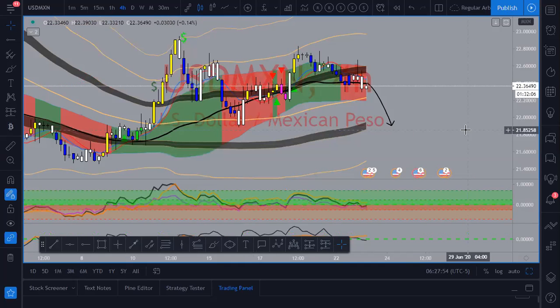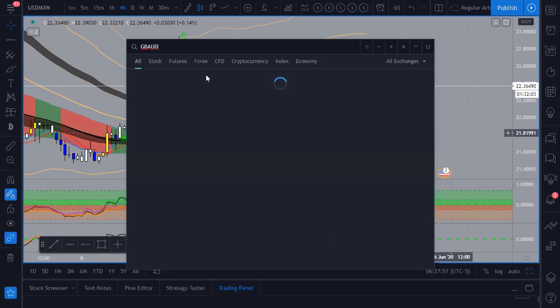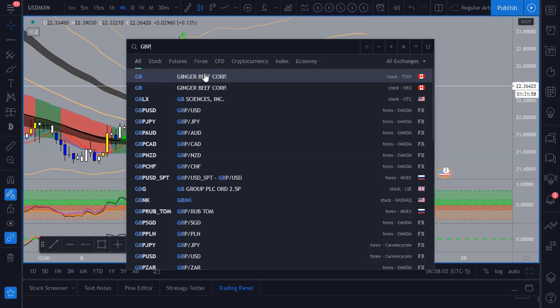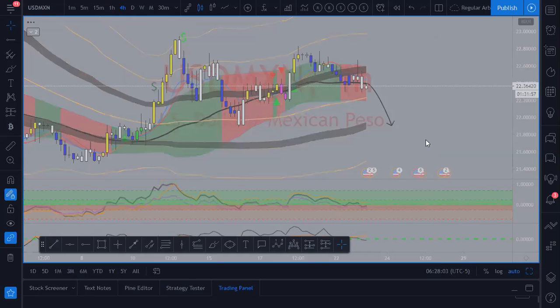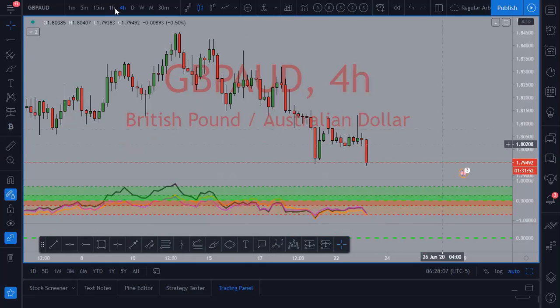All right. Let's go on to GBPAUD. On the 2-hour time frame, it said that it's getting ready for a buy. I don't see it.